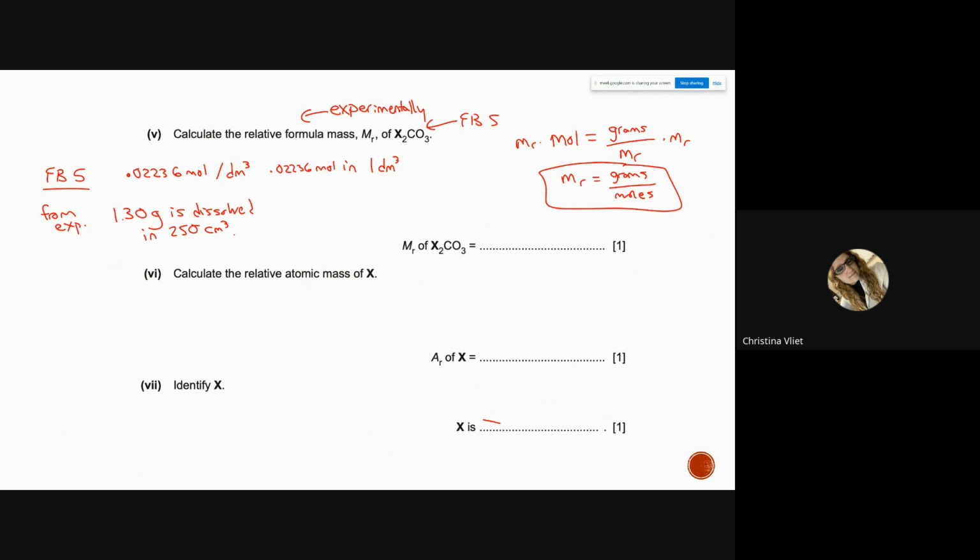So which one would you change? Okay, so you're going to change centimeters cubed to decimeters cubed. So this would be 0.25 decimeters cubed. Okay, so it's in 0.25 decimeters cubed. So now what? Multiply by 4. That is right.